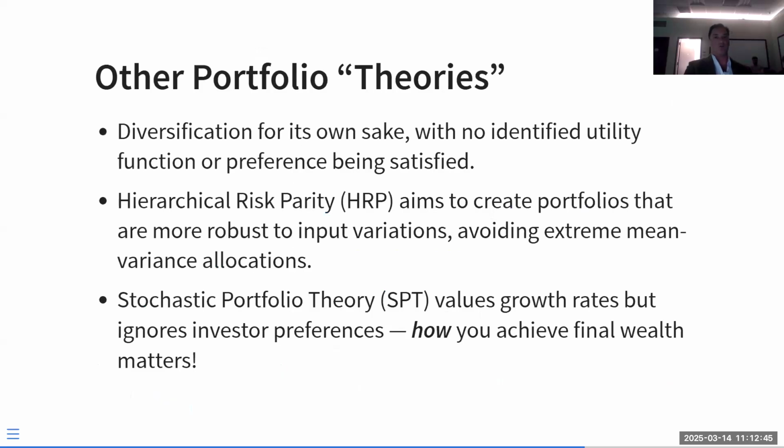And again, there's a whole lot more on that. Other portfolio theories don't even come close. They diversify just because they don't like the results from mean variance. But they typically whitewash utility theory, or generate it for a specific assumption of risk averse everywhere. You might be familiar with HRP, which is supposed to be more robust, or stochastic portfolio theory, which tries to maximize growth rates.